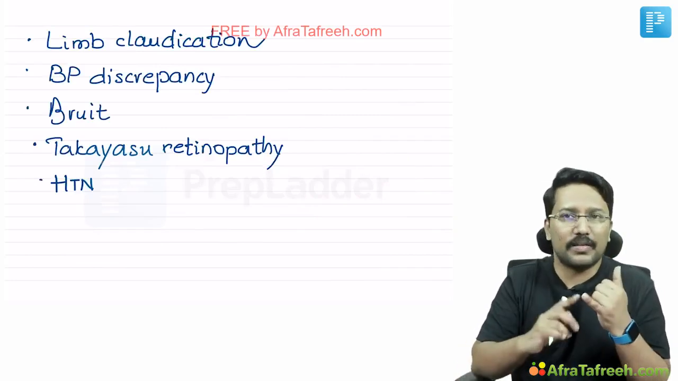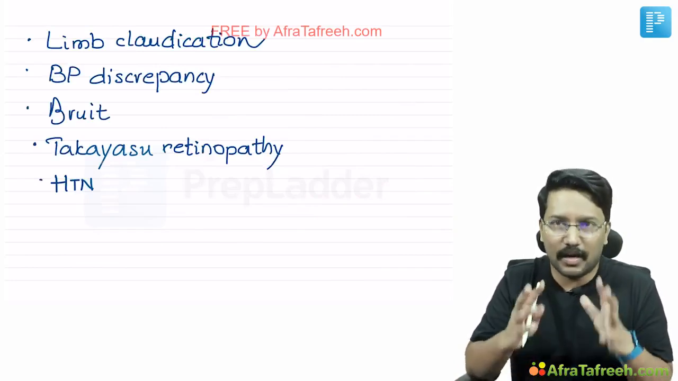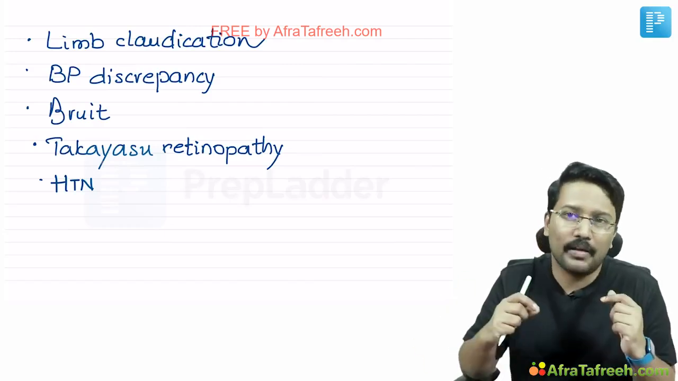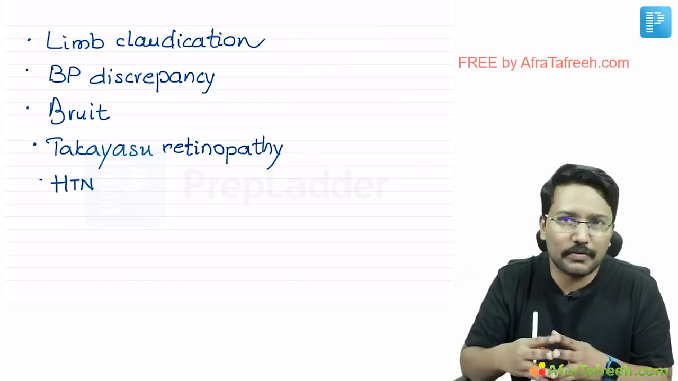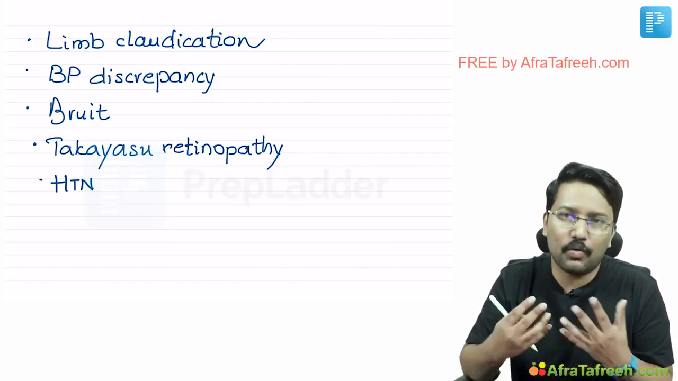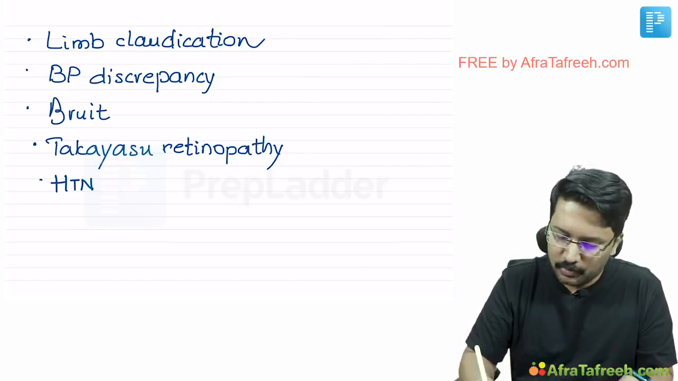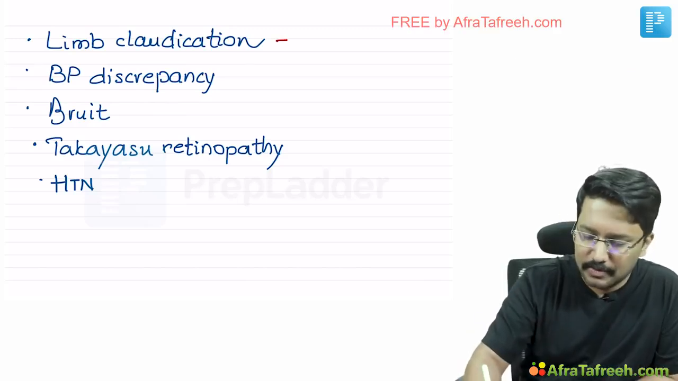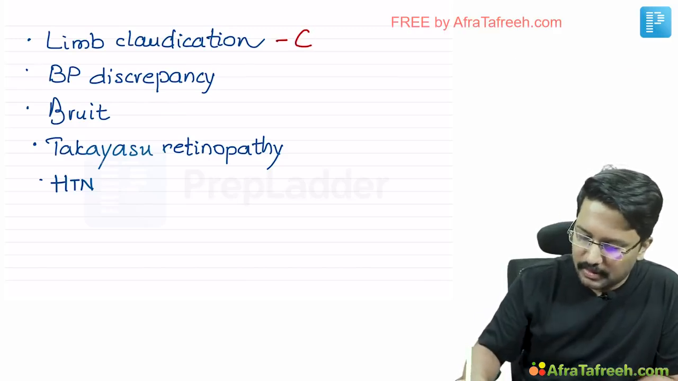Okay, so now we know what is the most commonly affected vessel, right? It is the arch of aorta which is most commonly affected, aorta in general, arch of aorta, and among the branches of arch of aorta, obviously it is the subclavian, right? So how do these patients present? The most common presenting complaint of patients with Takayasu arthritis is basically claudication of the upper limb, right?